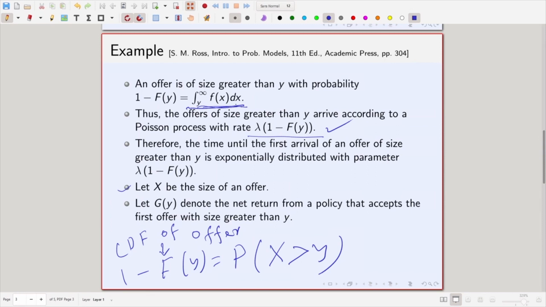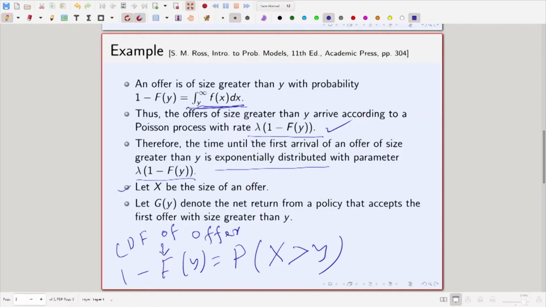Now, therefore, the time until the first arrival of an offer of size greater than y is exponentially distributed with parameter lambda times 1 minus F(y). Why? Because offers of size greater than y arrive according to a Poisson process, and its inter-arrival times are exponentially distributed. So, you are interested in T1, when the first offer of size greater than y will arrive. That will have an exponential distribution with parameter lambda times 1 minus capital F(y).